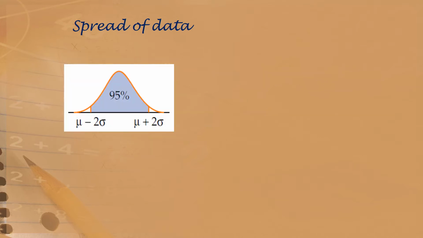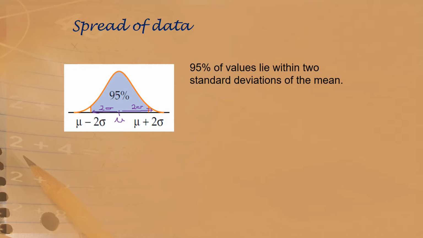Similarly, if I now look two standard deviations from the mean, if I take the mean and add two standard deviations, or take the mean and subtract two standard deviations, within that set of data we get 95% of all possible values. So 95% of all values lie within two standard deviations of the mean. And the other way we can write this is the probability that any value x is within two standard deviations of the mean is approximately equal to 0.95.